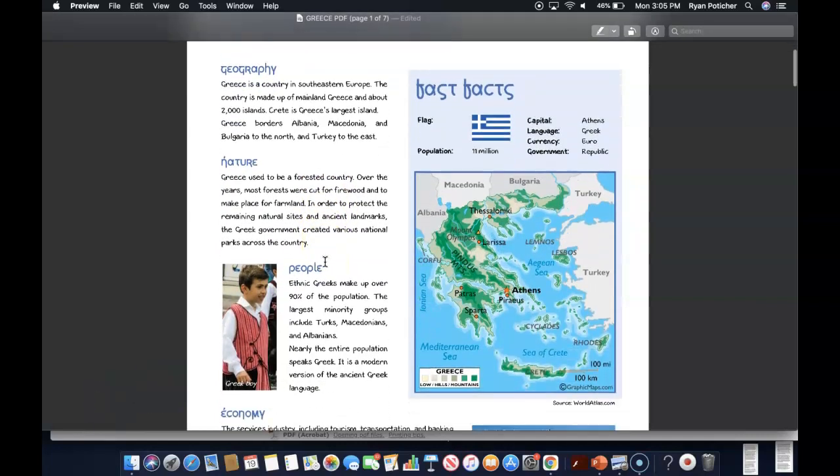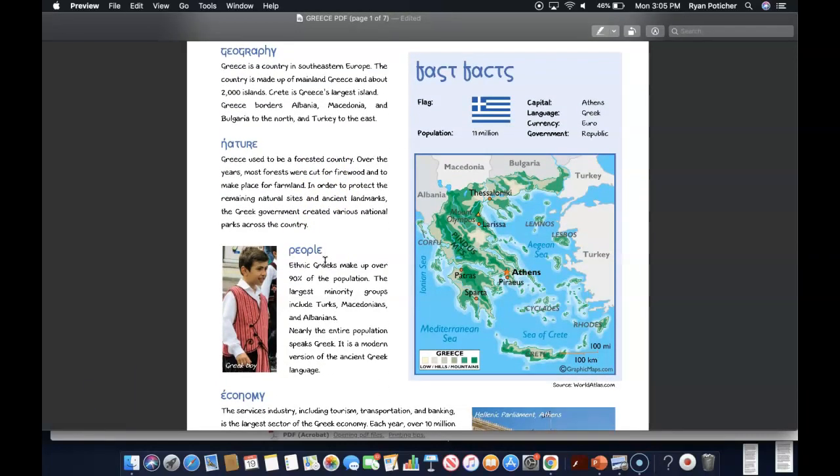Welcome to Greece: An Introduction. Greece is a country in southeastern Europe. The country is made up of mainland Greece and about 2,000 islands. Crete is Greece's largest island, and Greece borders Albania, Macedonia, and Bulgaria to the north, and Turkey to the east.